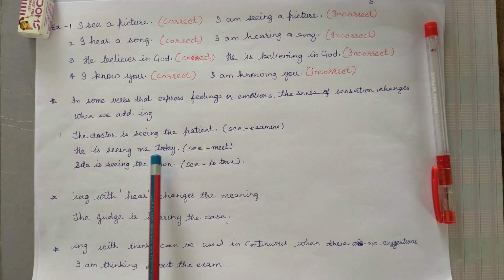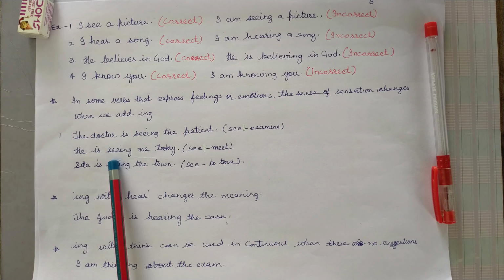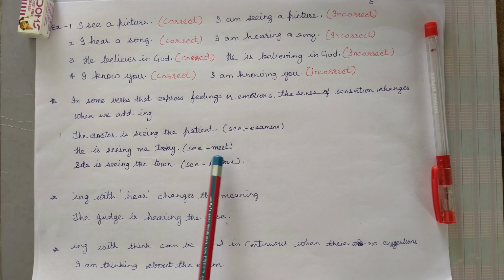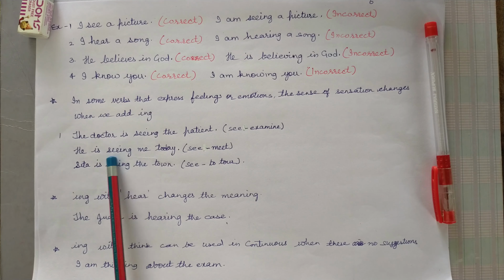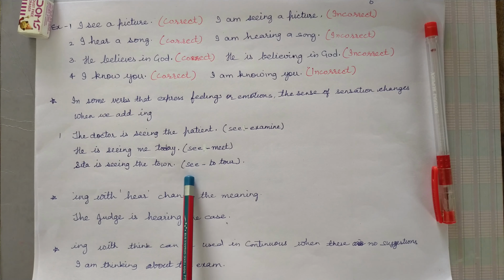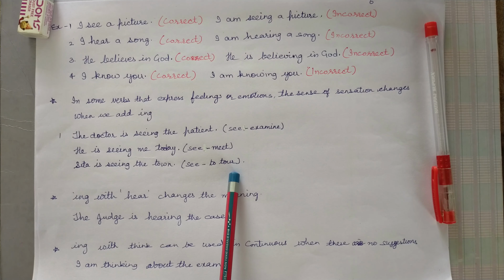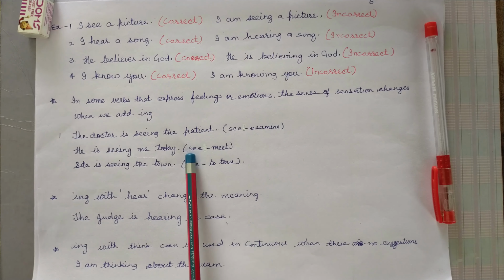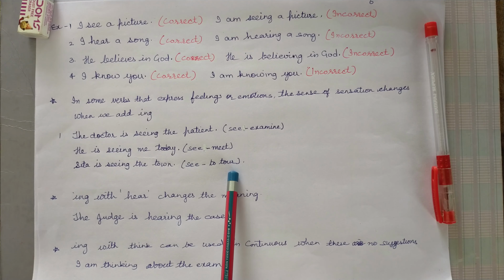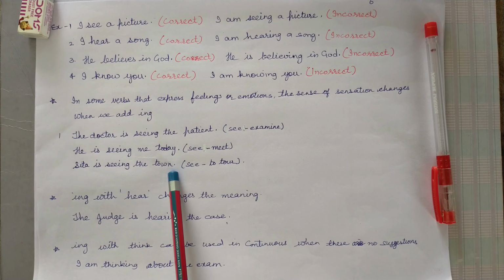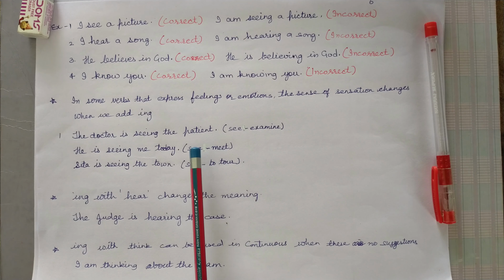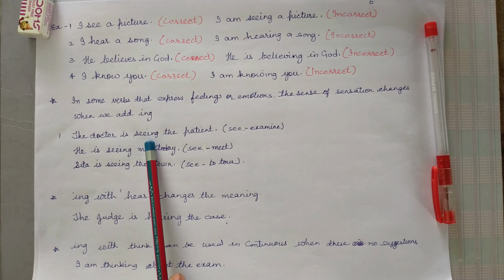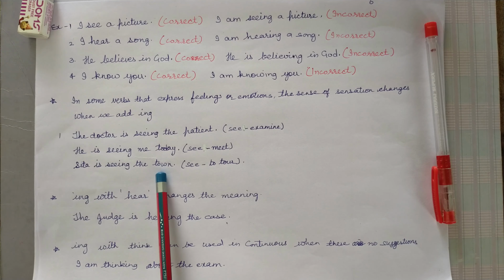He is seeing me today. Seeing means see, meet. Sita is seeing the town. Here, seeing means to tour. So, see means examine, see means meet, see means tour. In these three sentences, the meanings are totally different when we add ing to the word see. The doctor is seeing the patient. He is seeing me today. Sita is seeing the town.